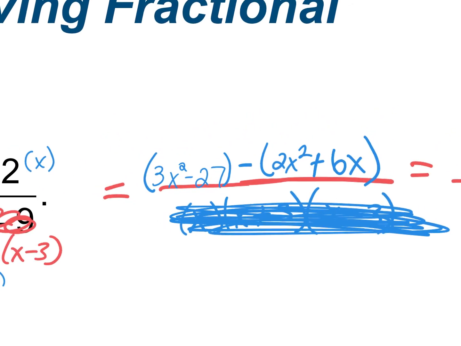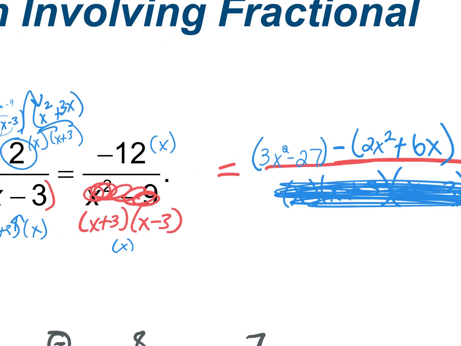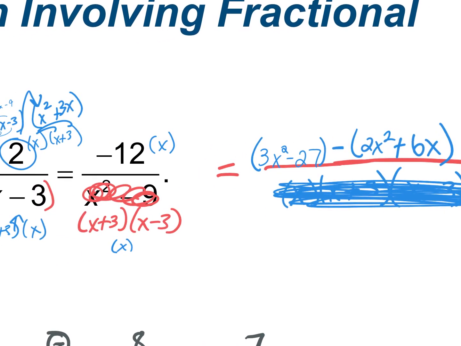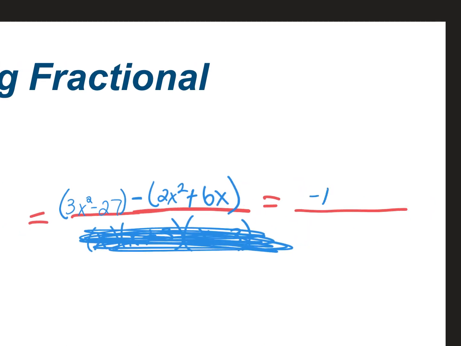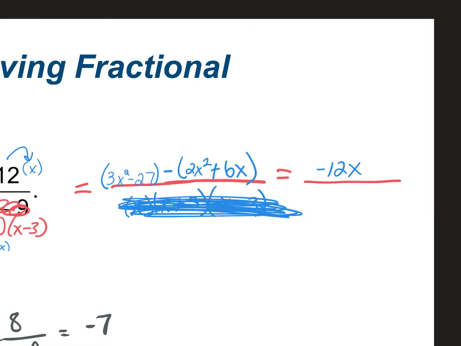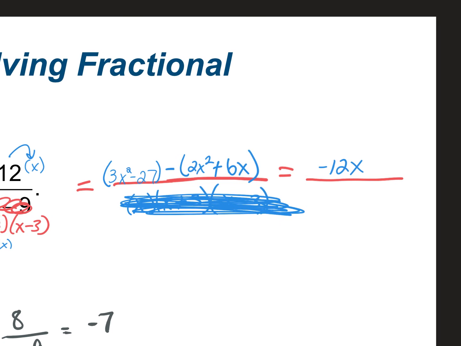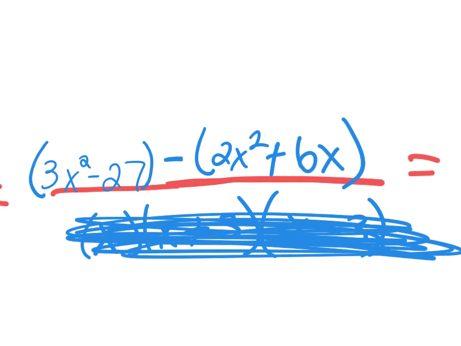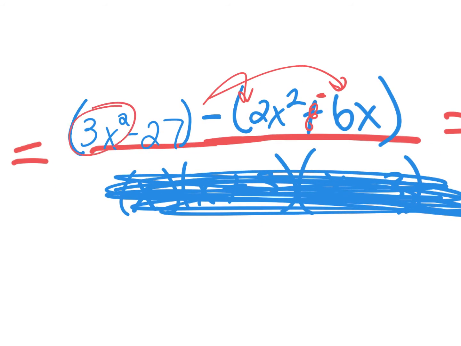And then what do I have to do on the right-hand side of the equal sign? I have negative 12 times x gives me negative 12x. Now all we're doing is just solving this equation. What do I have to do with this minus sign before I can combine like terms? Good, guys. I have to distribute. So this becomes minus, and this becomes minus. So what's 3x squared minus 2x squared? X squared.